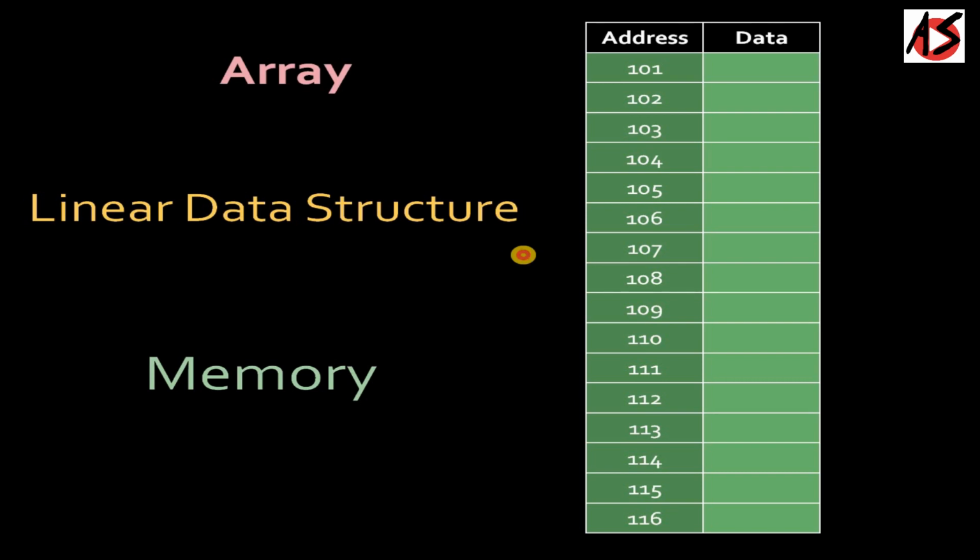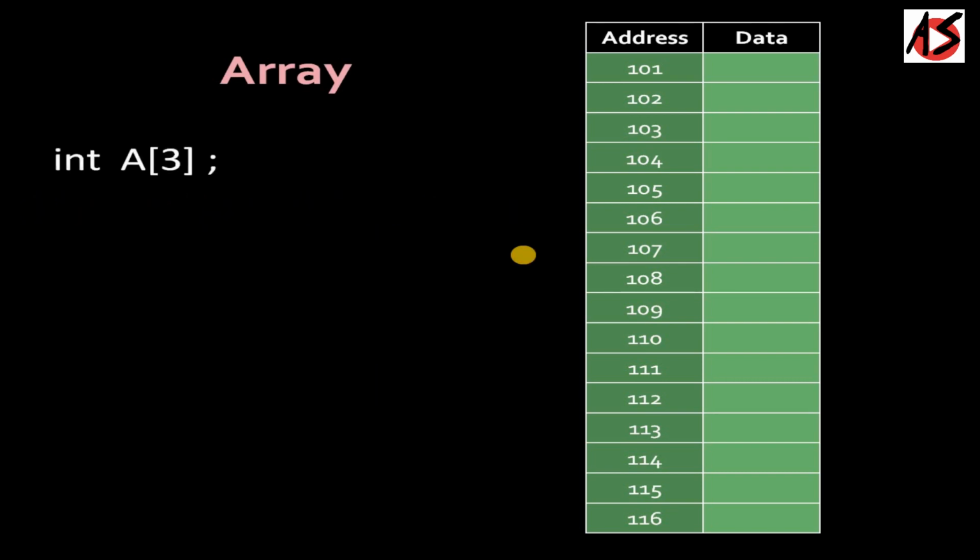Now, in a normal programming language we define an array this way: integer A[3]. In C programming, C++ and many other programming languages we define the array like this. We are writing A[3], which means 3 is the dimension, that is, how many elements are inserted into the array.